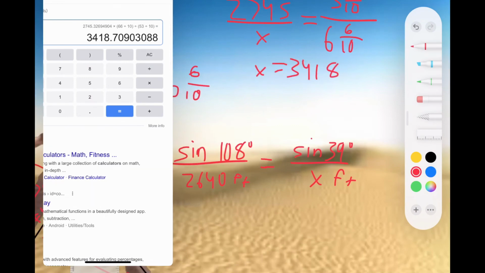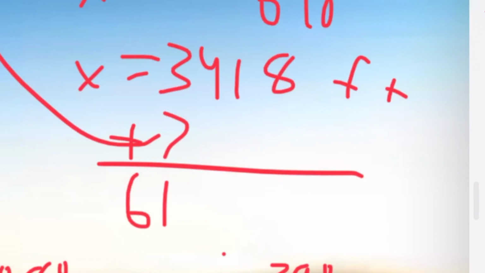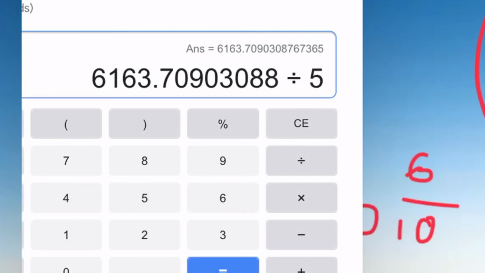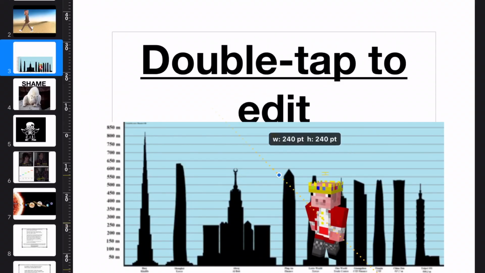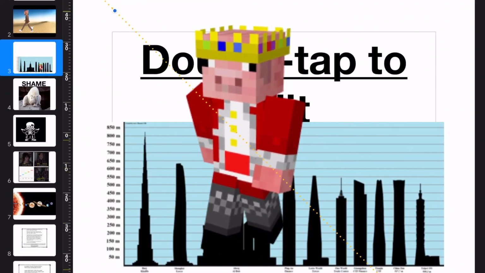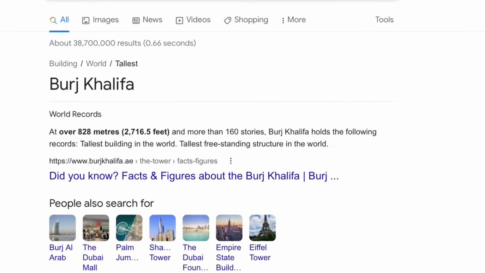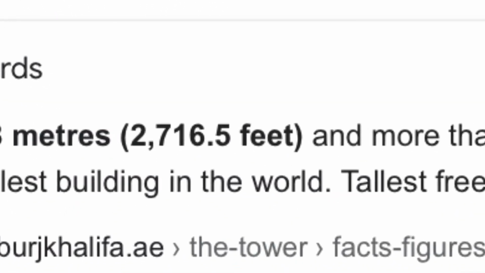And by adding the leg length to this distance, we can conclusively determine that Technoblade's height totals at precisely somewhere around 6,163.71 feet, or 1.167 miles. This places Techno at a height that dwarfs the largest building in the world by over a 2 times margin!